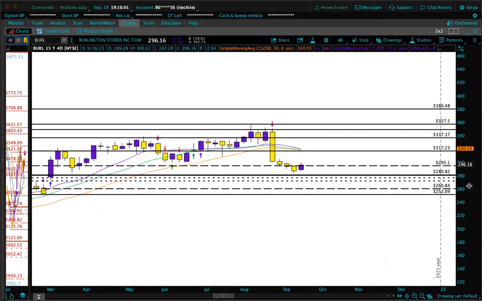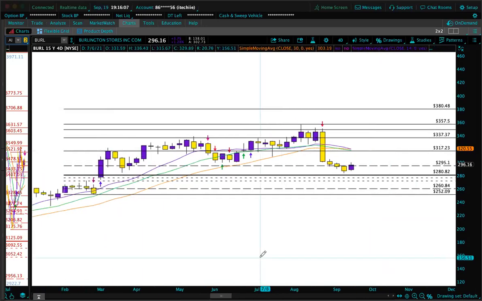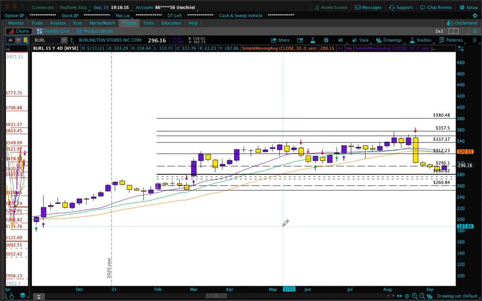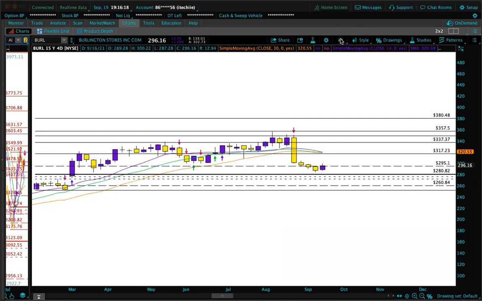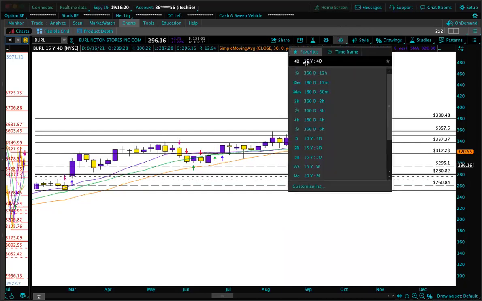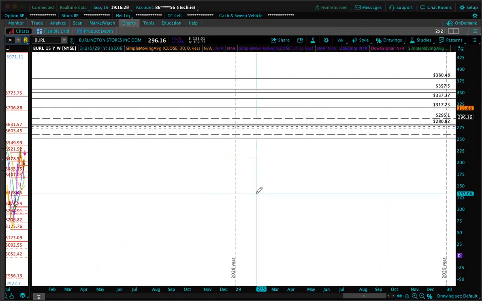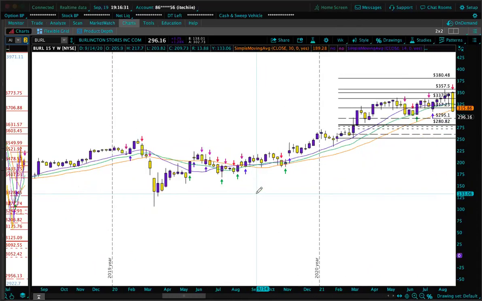So we're targeting 295, anything above that, which we did get a close above that. I would like to see this week close above 295.10. I'm targeting 317.23 mid-October. And that's what I mean mid-October as in calls. This is your 4D. Remember, your 4D ends Tuesday. So I want to see another 10-point move. I want to see if we can close above 300. That will be the target. Also, weekly charts are key.